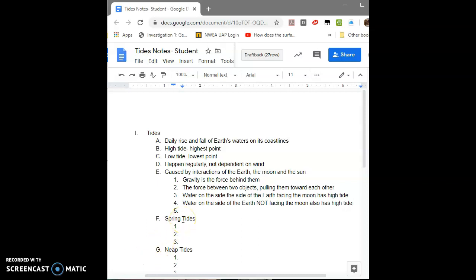Well, the low tides then are those places in the middle. As the water is pulled toward the moon, and then as the water is kind of left behind on the other side, it thins out in the middle.